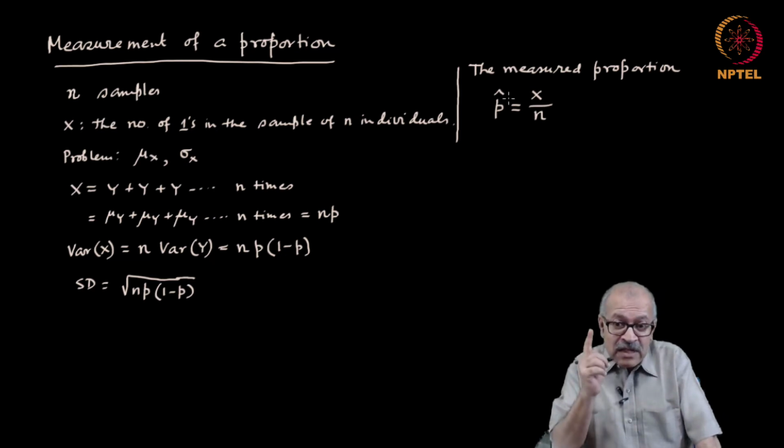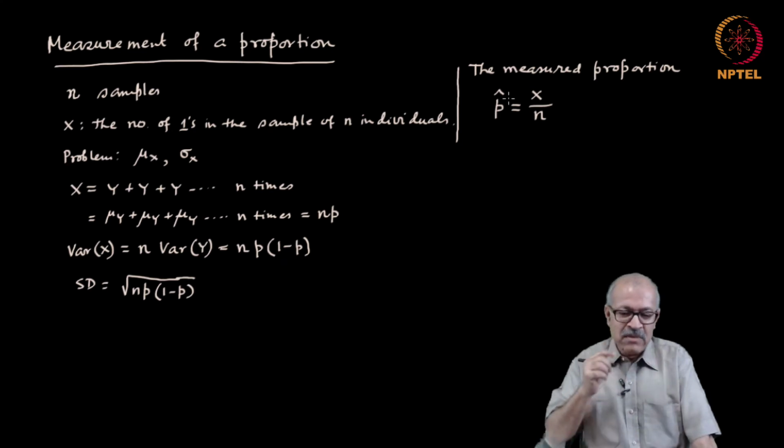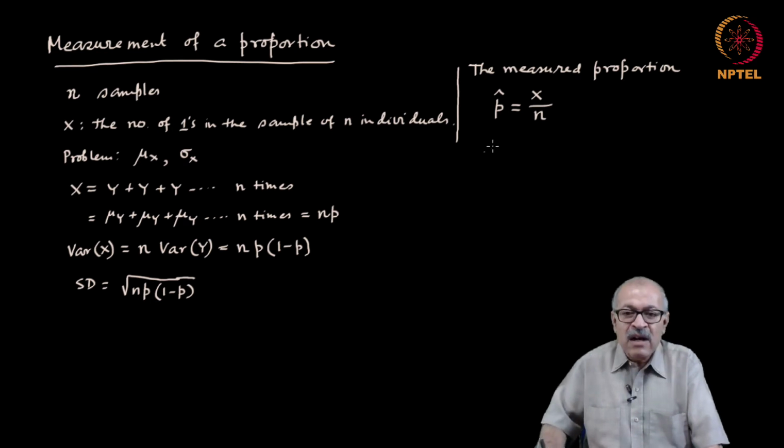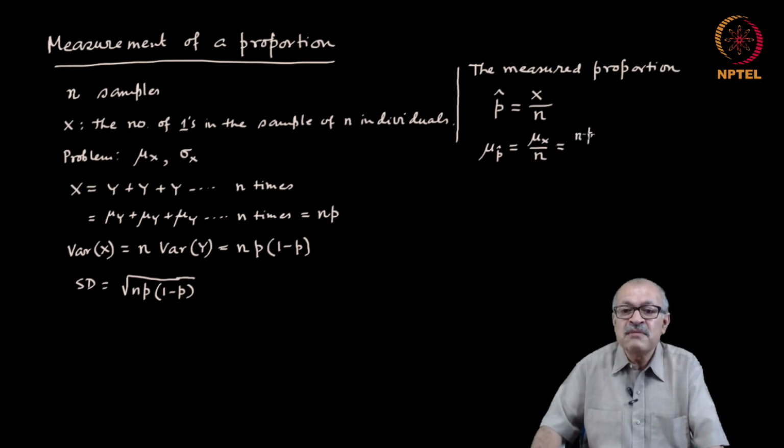What will be the mean of that distribution? What will be the mean of the distribution of the p hats? So, that will be, let us call it, mean of p hat. That will be the mean of x divided by n. Since p hat is x by n, therefore, it will be this, and mean of x is something we know, n times p. So, n times p by n, therefore, it will be p.